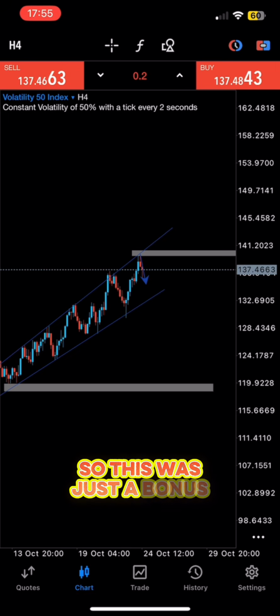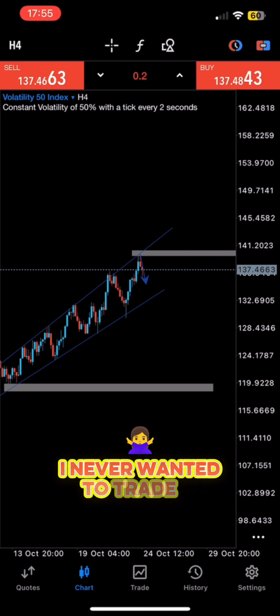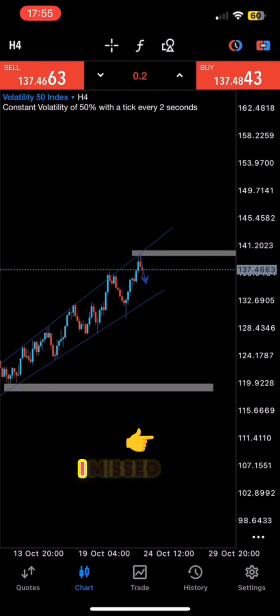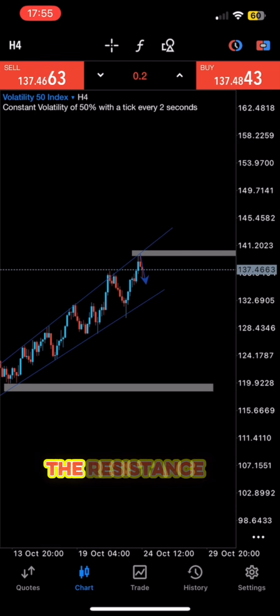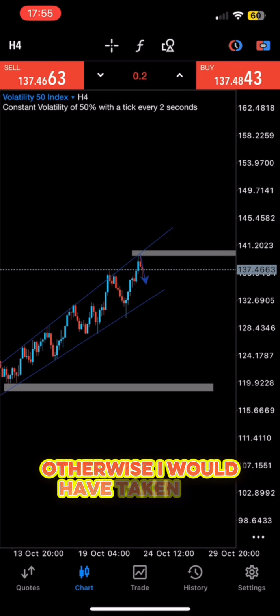So this was just a bonus analysis. I never wanted to trade it, but actually it's just that I missed the point where the market touched the resistance at the top. Otherwise, I would have taken the trade.